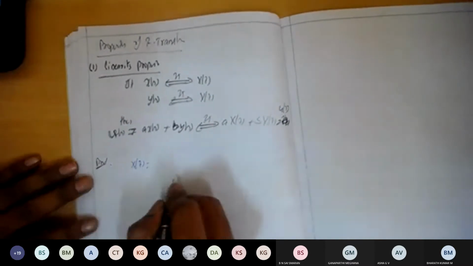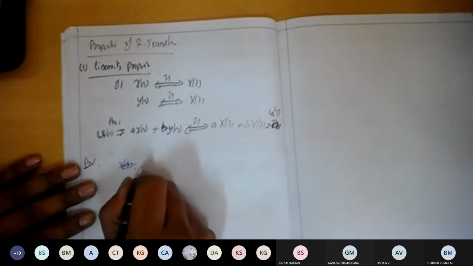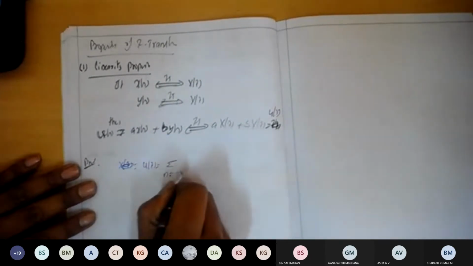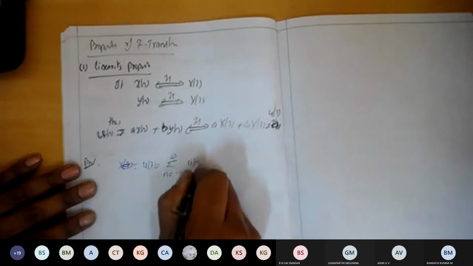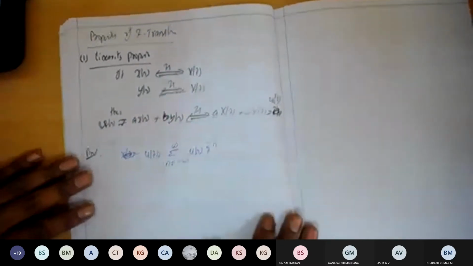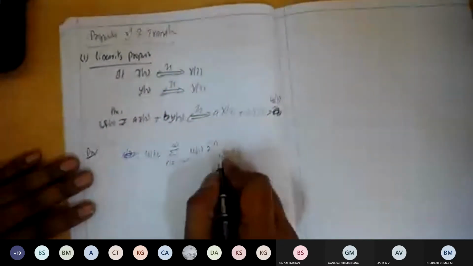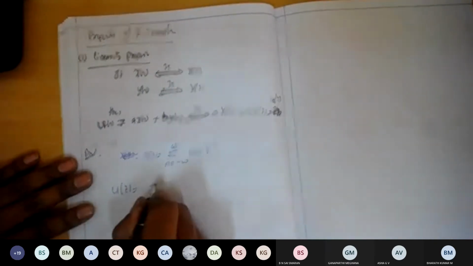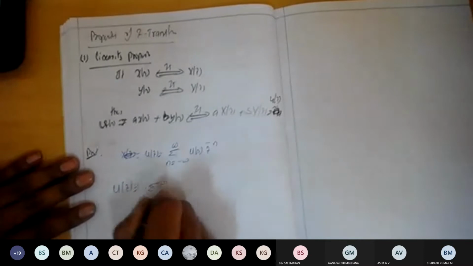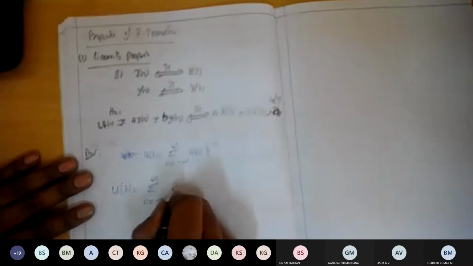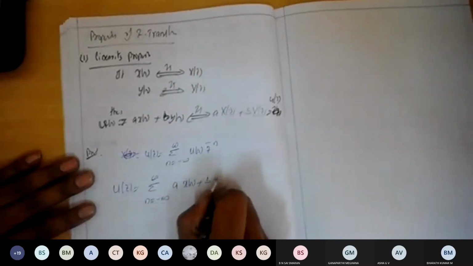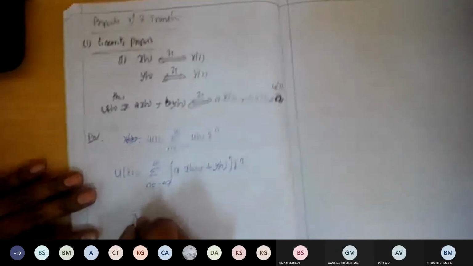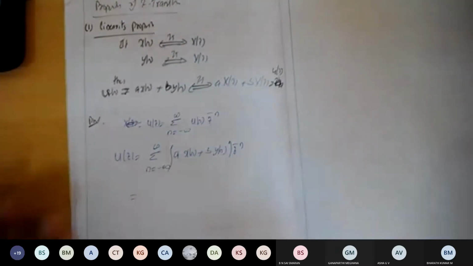So u of z is equal to summation n equal to minus infinity to plus infinity of u of n into z to the power of minus n. This is the Z transform. In place of u of n, I substitute this: u of z is equal to summation n equal to minus infinity to plus infinity of a into x of n plus b into y of n, into z to the power of minus n. We'll split this.